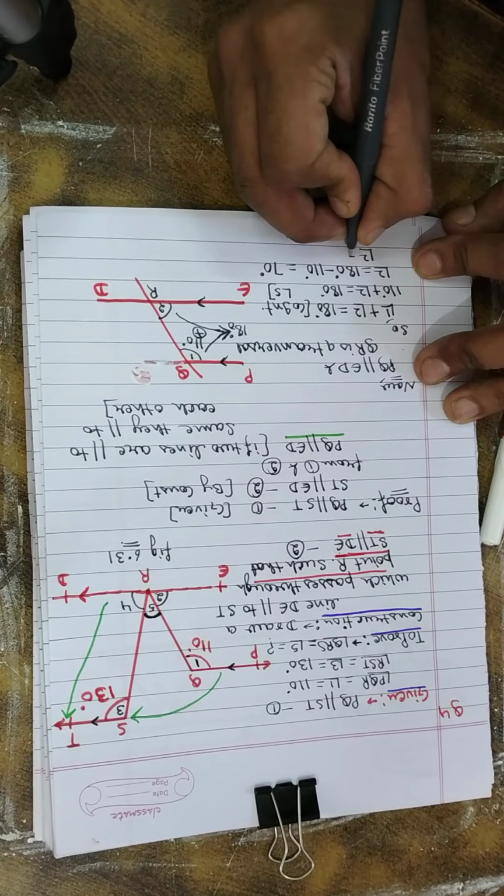Now some of you might be thinking: why do we find angle 2, why don't we find angle 5 directly? Now students, we are applying a procedure. See what the procedure is. With the help of angle 1, we can find angle 2 first, and with the help of angle 3, by the same property, we can find angle 4.